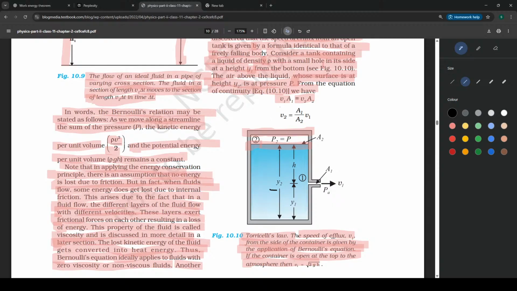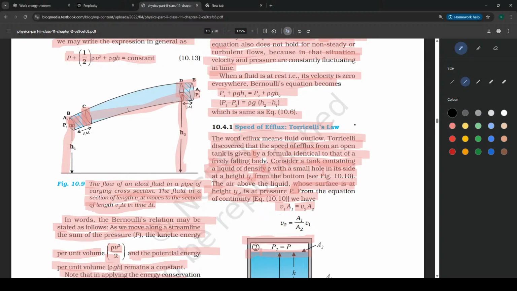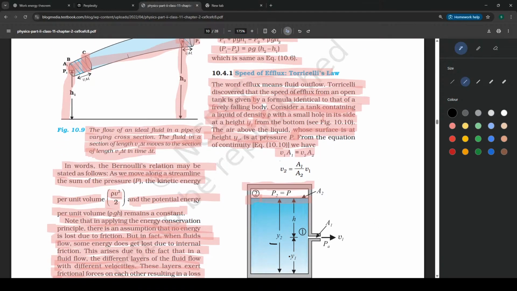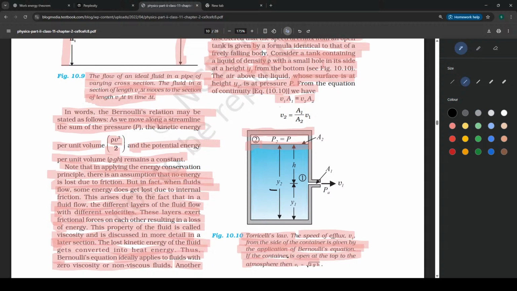and this water has a velocity called the speed of efflux. The velocity is the speed of efflux and is denoted here by V1. This is not VR, this is VL. VL is the speed of efflux of the water here. And first thing here, this is the height of the water. Total height of the water is represented by Y2.